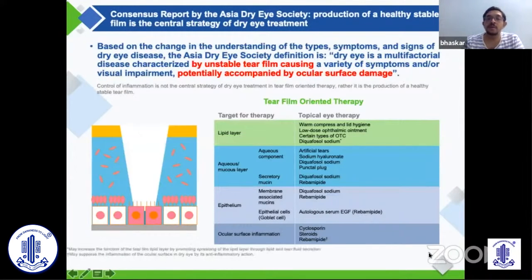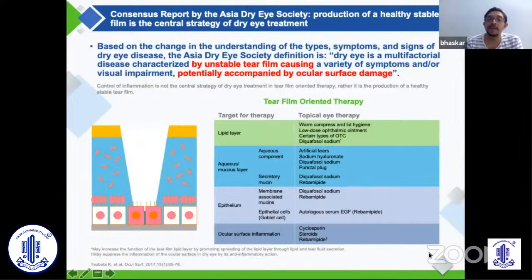There's also another way of classifying dry eye apart from DEWS-2, and this was given by the Asia Dry Eye Society, where they came up with the concept of tear film oriented diagnosis and tear film oriented therapy. They primarily looked at the stability of the tear film with respect to tear film breakup and the pattern of breakup. Based on the pattern and timing of tear film breakup and the movement of the tear film on the ocular surface, we would be able to categorize which component of the tears is affected, whether it's the mucin, the aqueous, or the lipid layer.